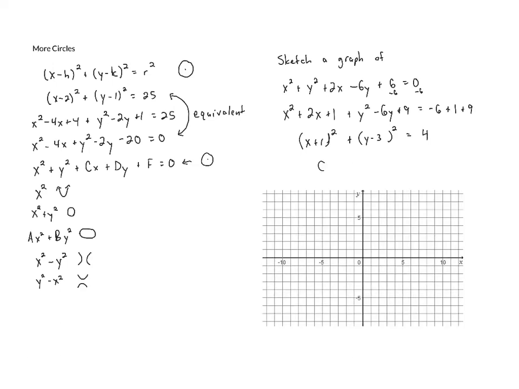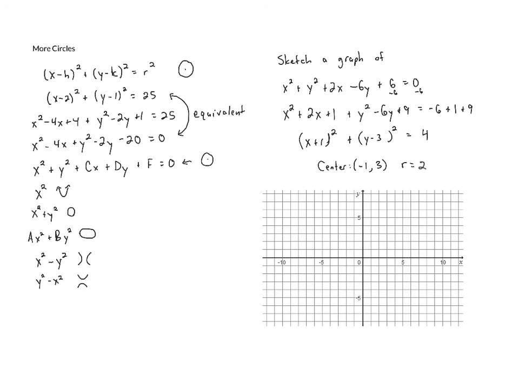We need to find the center first. The x-coordinate of the center is the thing that's being subtracted from x. In this case, it's going to be negative 1, because adding 1 is the same as subtracting negative 1. The y-coordinate is going to be the thing that's subtracted from y. In this case, that's 3. And then the radius, remember, this constant is the radius squared. So to get the radius, we have to take the square root. The square root of 4 is 2. So we've got a radius of 2.